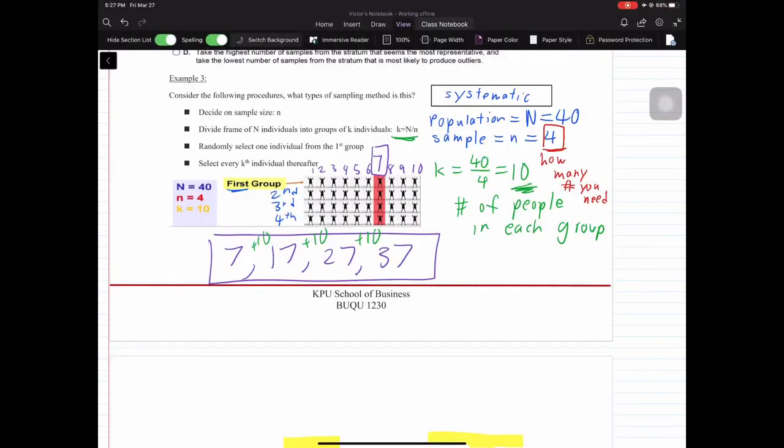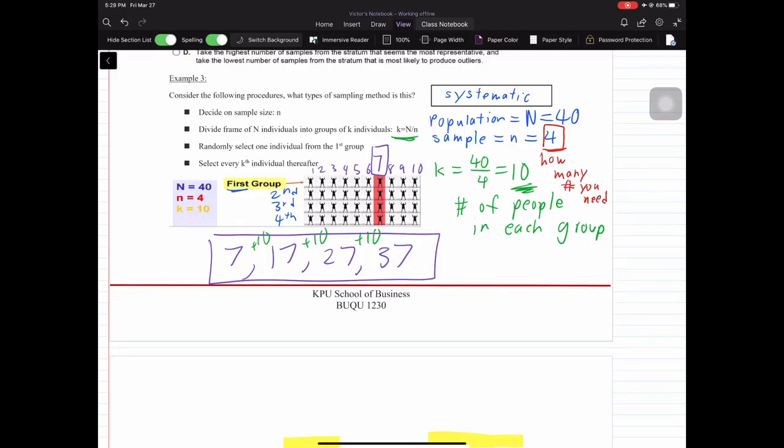So example 3, consider the following procedure. What type of sampling method is this? I gave you the answer already. This is systematic sampling. The diagram represents the population, and in this population we have 40 people, 40 members. The population is denoted as capital N. So capital N equals 40.